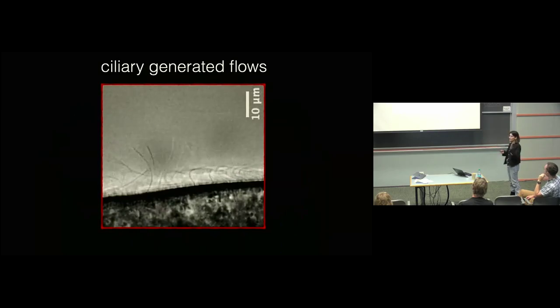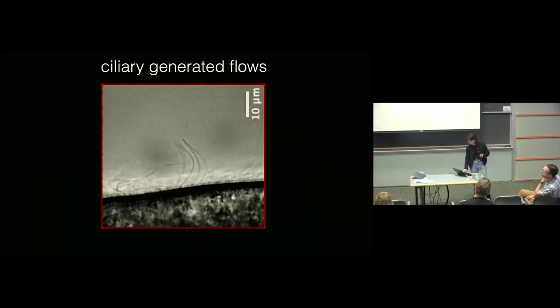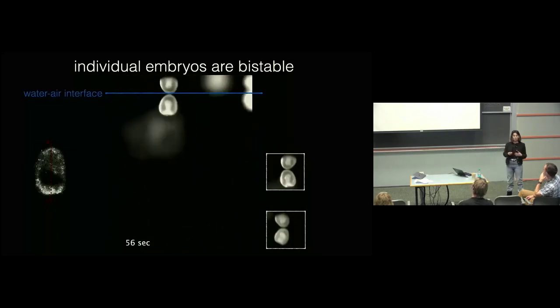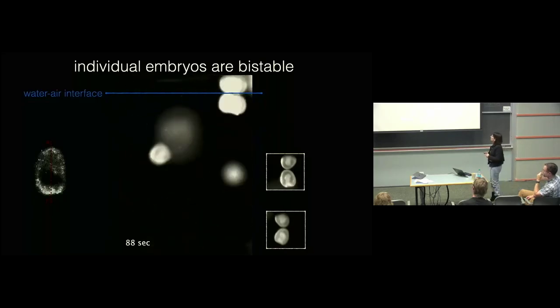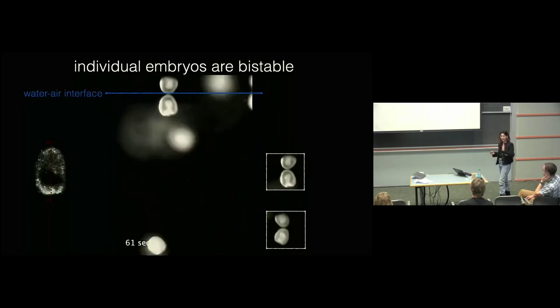And you can clearly see this propagation of metachronal waves going through. And then the fluid flow, of course, as a result, is moving, and these objects can swim. Now, we're going to look at the swimming behavior of these embryos. And just to orient ourselves, we're looking from the side at how they swim.